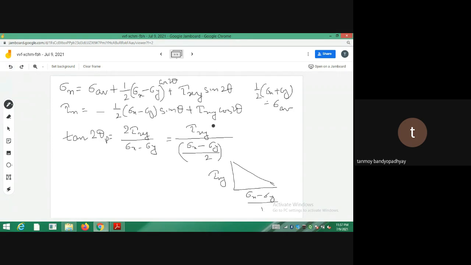So let's now determine the hypotenuse. Let's call the hypotenuse d. That is the root of sigma x minus sigma y by 2 whole square plus tau xy whole square. So this is d. So if tan 2 theta is this, then what will be sin 2 theta p? Sin 2 theta p is perpendicular by hypotenuse, so it is tau xy by d. And cos 2 theta p is base by hypotenuse, so that is sigma x minus sigma y by 2 divided by d.